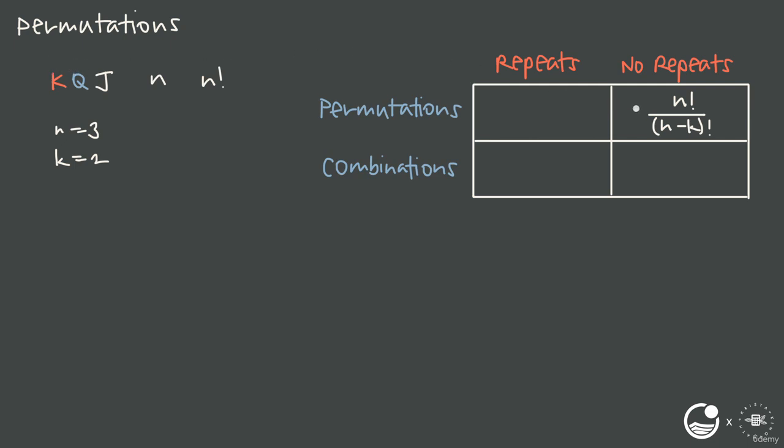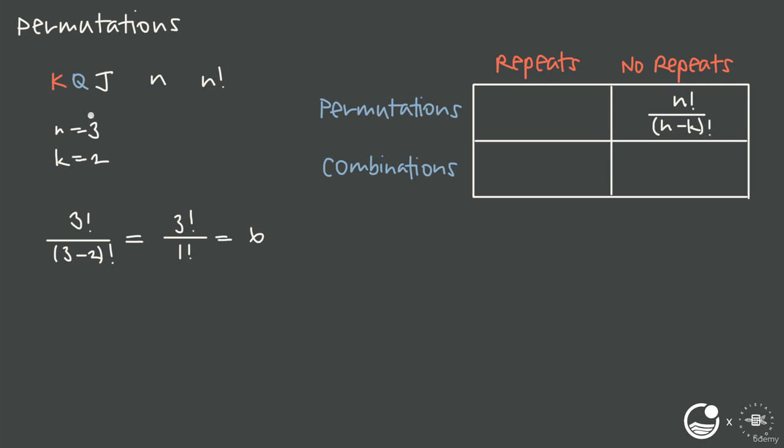So of course, if we plug that into this formula here, we're going to get n equals 3 factorial divided by n minus k, or 3 minus 2, so 3 minus 2 factorial, and the result here is 3 factorial over 1 factorial, or 3 times 2 times 1 in the numerator is 6. 1 factorial, of course, is just 1, so we get 6 over 1, or 6.